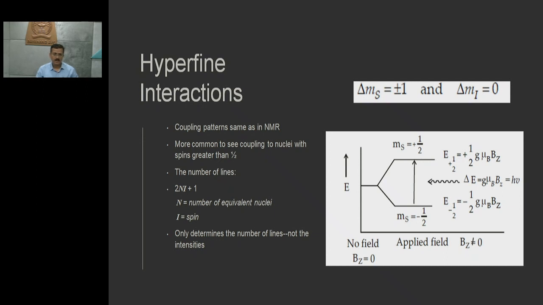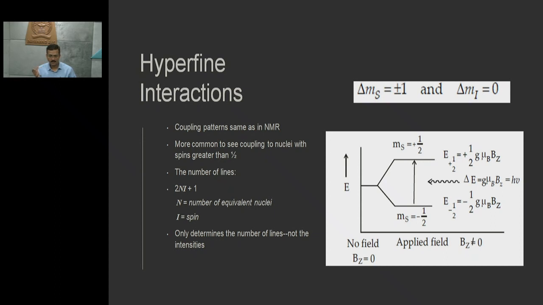But here the nucleus has its own dipole moment, which interacts with the electron having its own spin. When we determine how many lines we get, it is by a simple equation, 2nI + 1, where n is the number of equivalent nuclei and I is the spin of the nucleus. That determines the number of lines, but it doesn't determine the intensity.